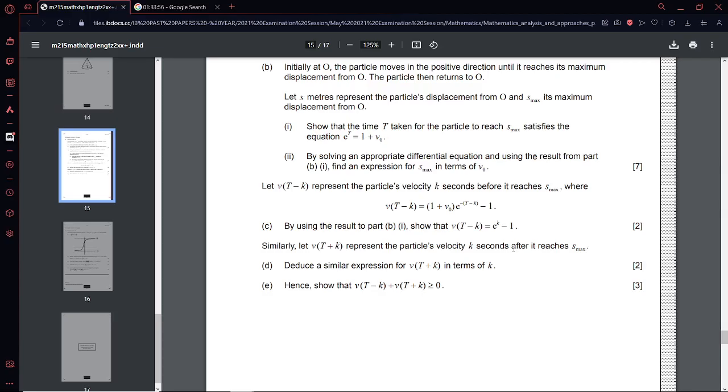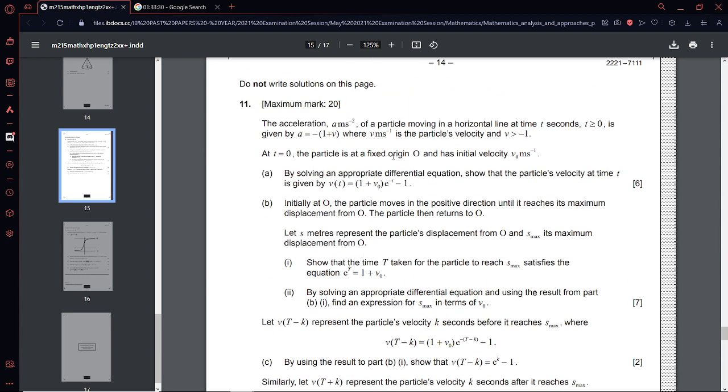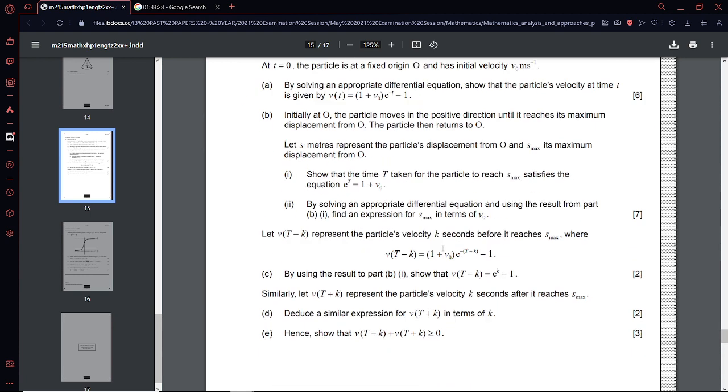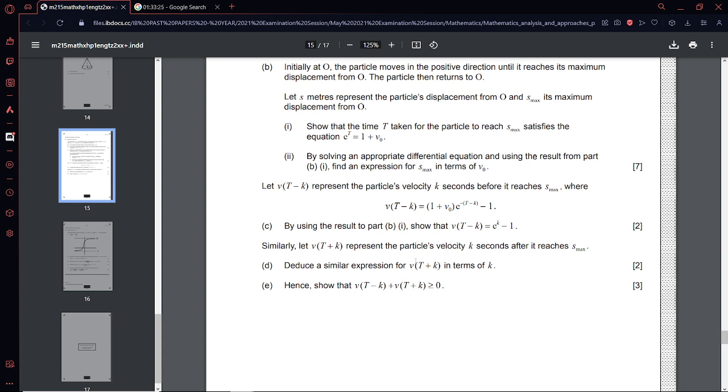Yeah, there you go. So we let v(T plus k) represent the particle's velocity k seconds after it reaches S max. Show a similar expression for v(T plus k) in terms of k. Okay, because it's like the k seconds after. Wait, I just realized something. Oh, v(t) is the actual function that we're using. Yeah, I didn't realize.